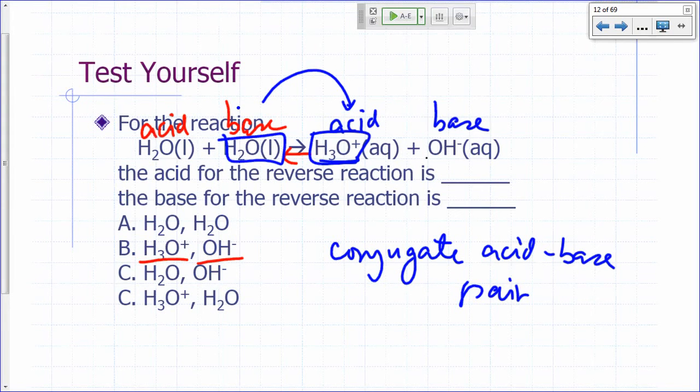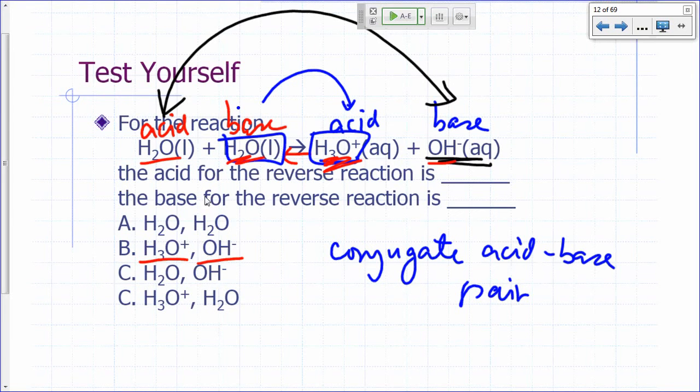Where did this hydroxide come from? From the water that lost the proton, right? So this acid and base right here, H2O and OH minus, water and hydroxide, is also a conjugate acid-base pair. So that's what conjugate acid-base means. What's the difference between a conjugate acid and a conjugate base in the pair? The acid has one more proton compared to the base, right? This acid has one more proton compared to its conjugate base. That's the difference.